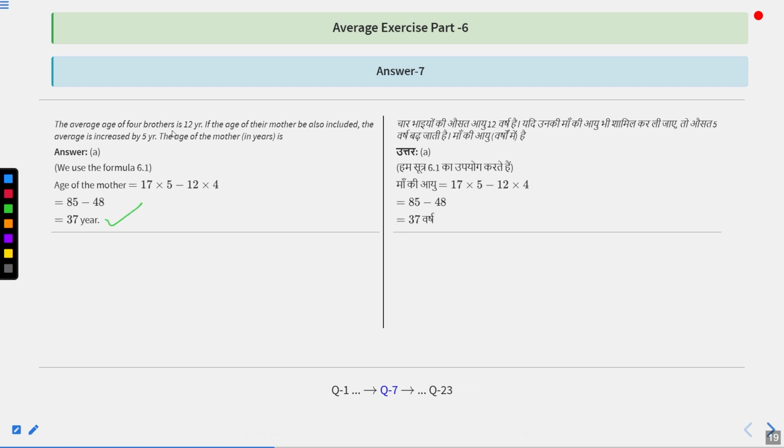Because the question says that the average of 4 brothers is 12, so the total age will become 48. And when the mother was included, the average increased by 5. So the average is 17 and the total number of members is 5. So when we subtract, we get the age of the mother, which is 37. A is the correct answer.